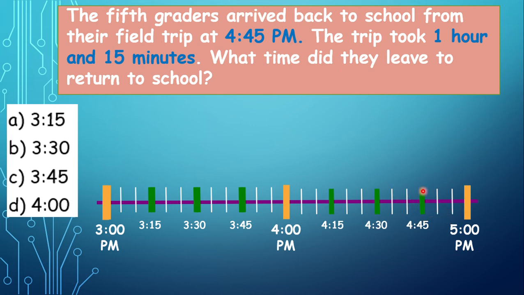So we will go to 4:45 and put a dot or a mark. Now let's go back 1 hour. So 4:45, when we jump 1 hour, it will be 3:45. Get it? And then it's 15 minutes. So again you will jump 15 minutes. So 5, 10, 15. There. So what time is it over here? 3:30. So the start time, that means what time did they leave to return to school? They left at 3:30.